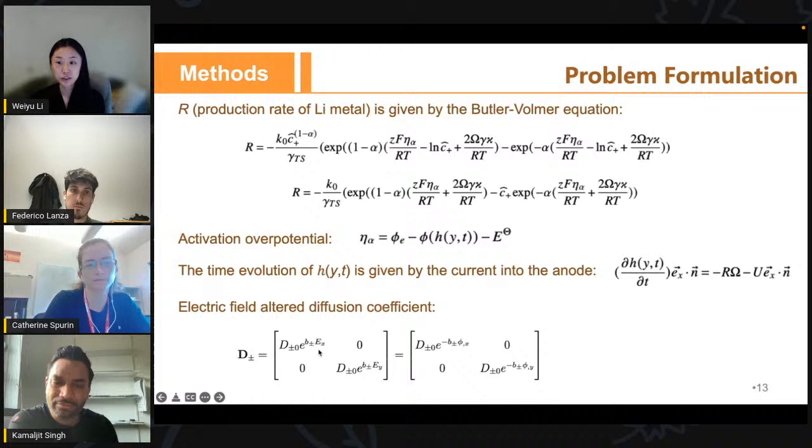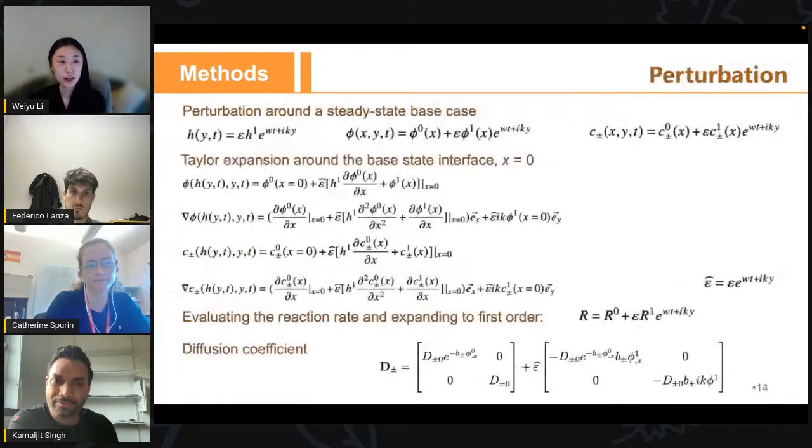And here we introduce the electric field dependent diffusion coefficients. We can see that with the presence of an electric field, the diffusion coefficients of the cation and anion would be altered, and they would be direction dependent. And then we studied the stability of electrodeposition on the anode along the x direction by applying a sinusoidal perturbation in the y direction. By applying a perturbation to the surface height, we also get perturbations in the electrical potential and the concentration.